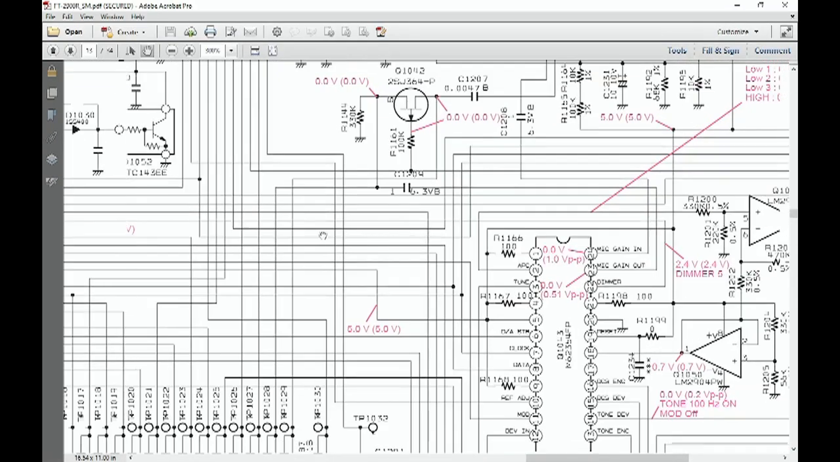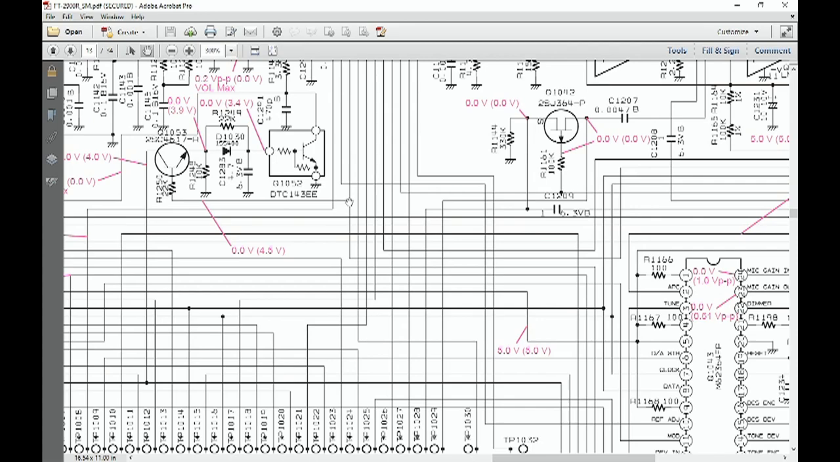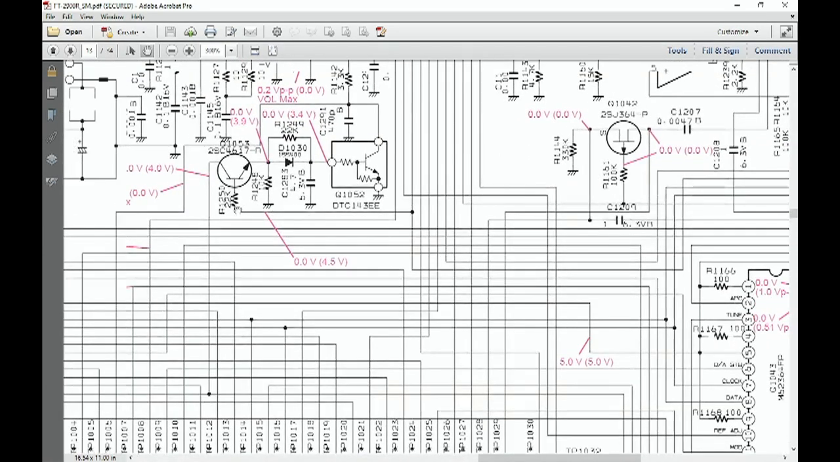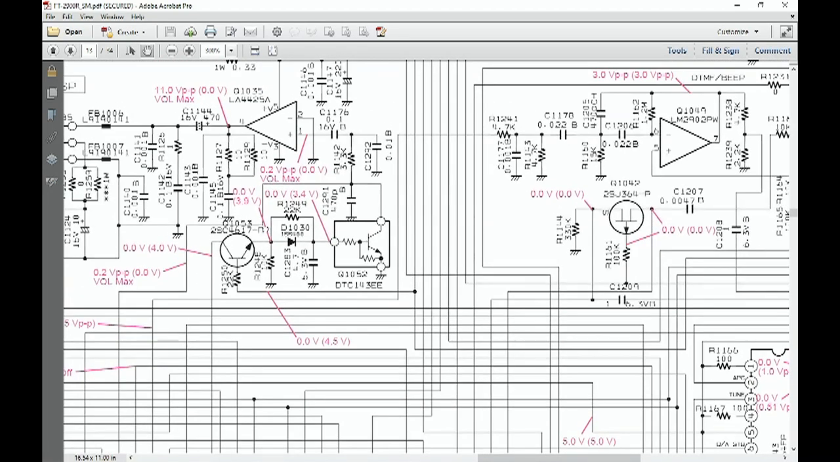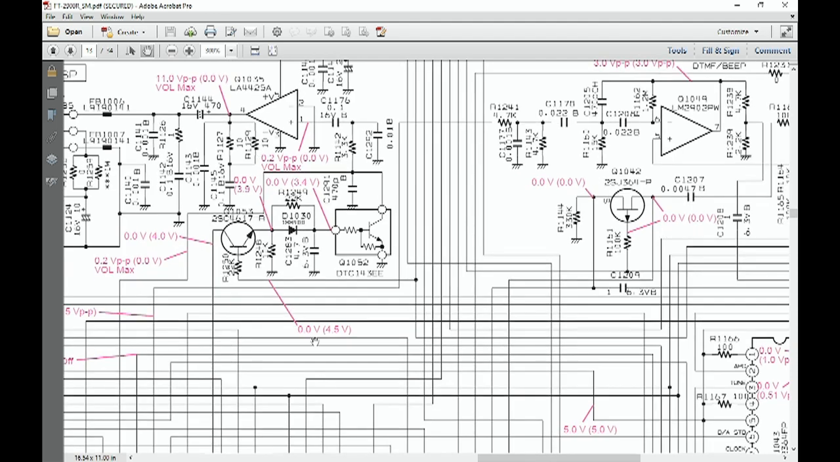So as we can see, it's already here. Then this is the point going to the Q1053, or the base of the NPN transistor, which controls the audio amplifier, Q1035. The signal there is already 4.5 volts at the base of the transistor, or the entry point for the resistor before going to the base of the transistor. So it's around 4.5 volts.